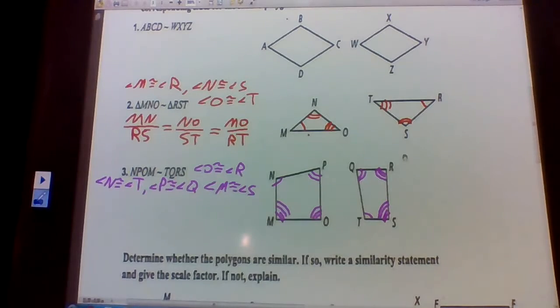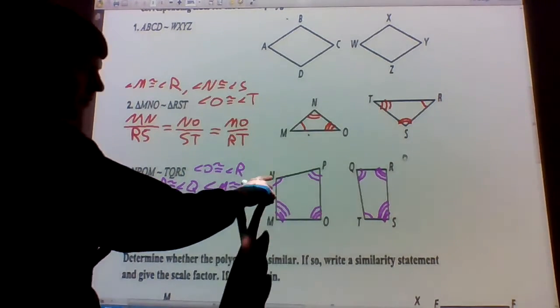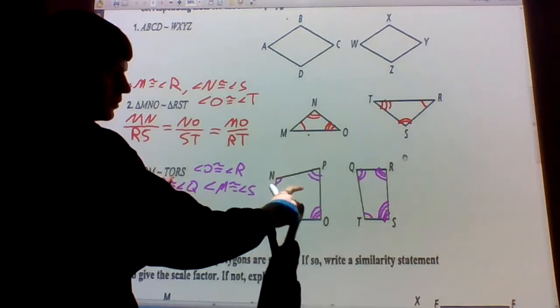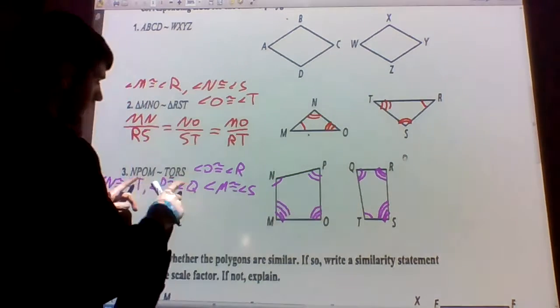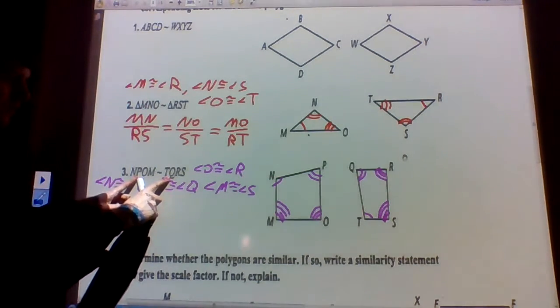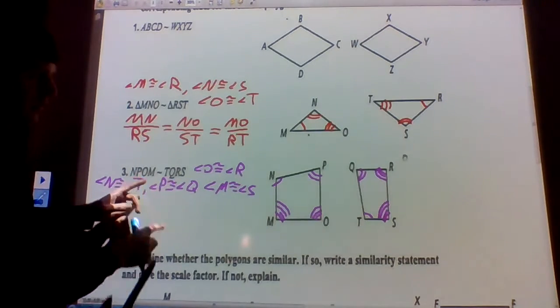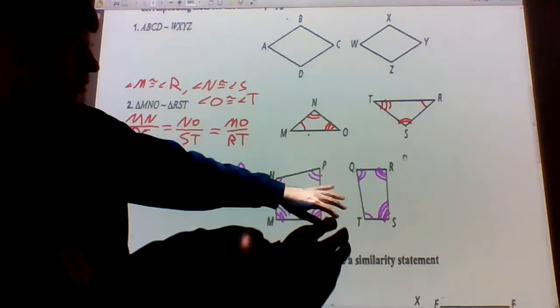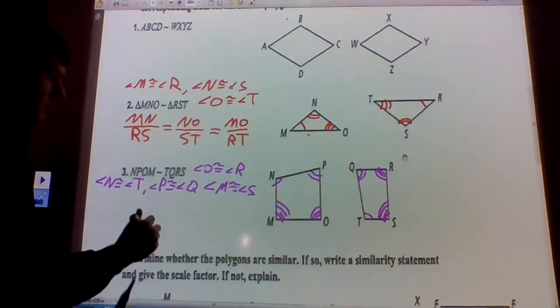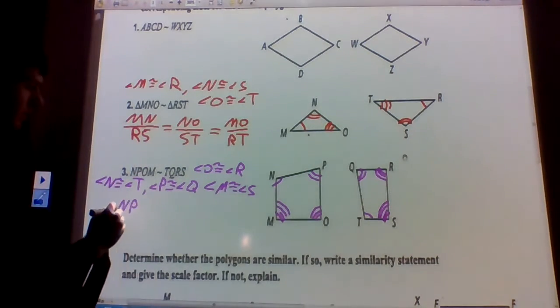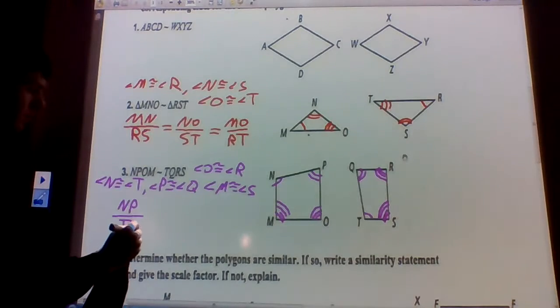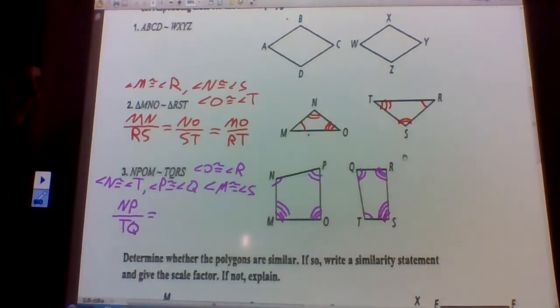And then we got to write our extended proportion. So NP corresponds with TQ. Okay, you can look at the similarity statement. NP is the first 2 letters, so TQ is the first 2 letters. Or you can look at the arcs we just put in. So NP is between the 1 and the 2. TQ is between the 1 and the 2. So NP corresponds with TQ. Okay, and then we just can go around.